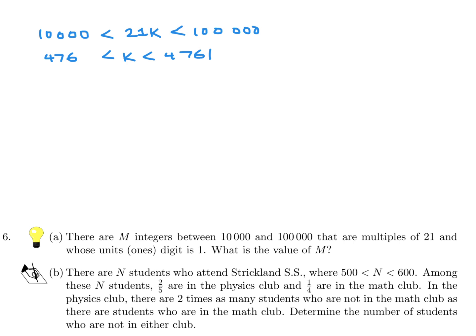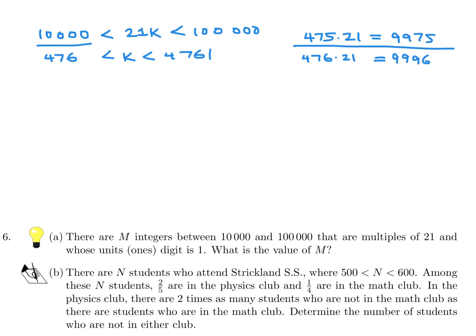But let's just look at the first criteria first. Let's start off with 475 times 21. It's 9975. Okay, so that doesn't qualify because we've got to be greater than 10,000. But let's try 476 times 21. That's 9996, so that doesn't qualify either. But 477 times 21 would, because that is 10017. Okay, so now we got our first one.